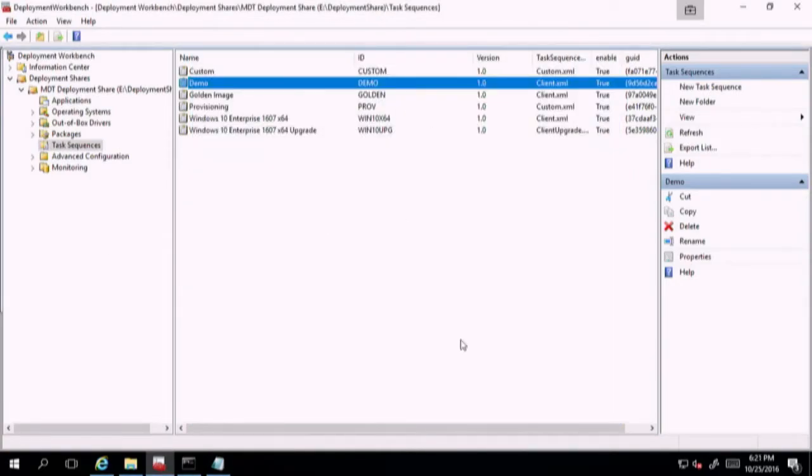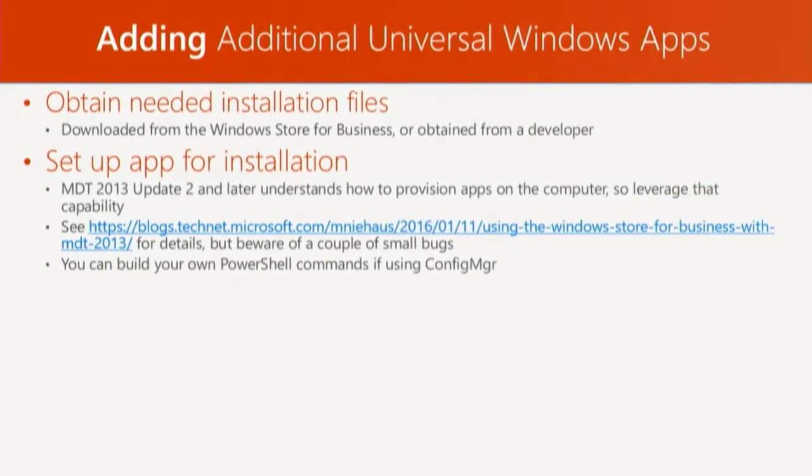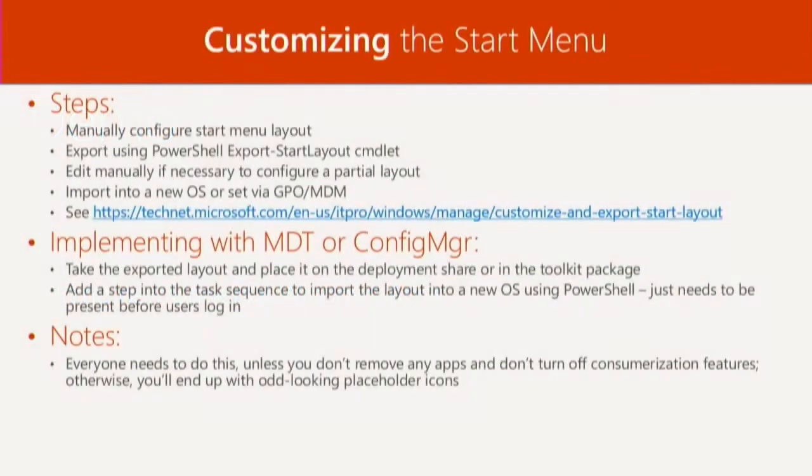Okay, so then when we deploy that task sequence, that application would be provisioned, and then it would install automatically for each user on the machine. Which leads us to the next step, customizing the start menu.